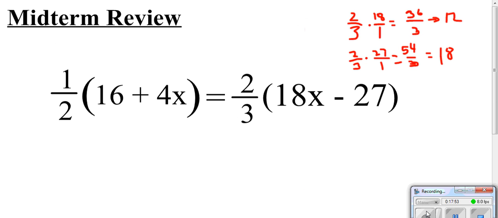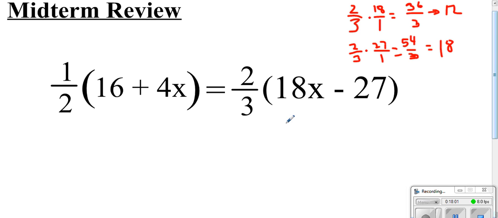Okay, so here's a nasty equation question with fractions. But it's not that bad, right? Even without a calculator. I just want to show you that basically a half times any number is half the number. So you know that half times 16 is 8. It's half of 16. Half times 4x is 2x, because half of 4 is 2.